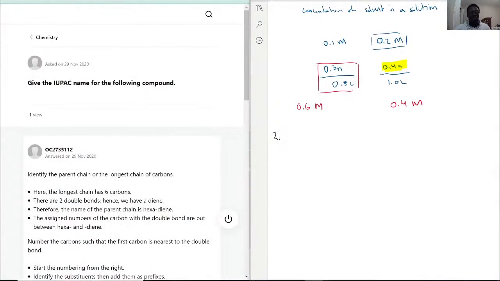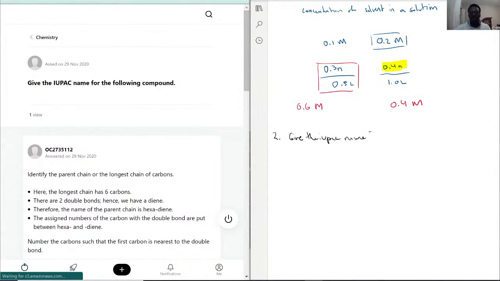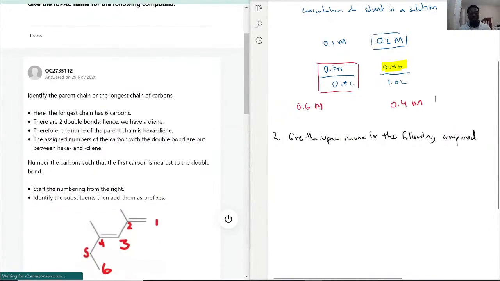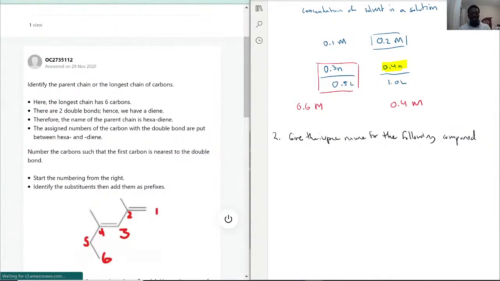Give the IUPAC name for the following compound. So with that being said, let's scroll down because I do believe we can find what they're referring to here. Let's stop here because we don't want to give away the answer right now.